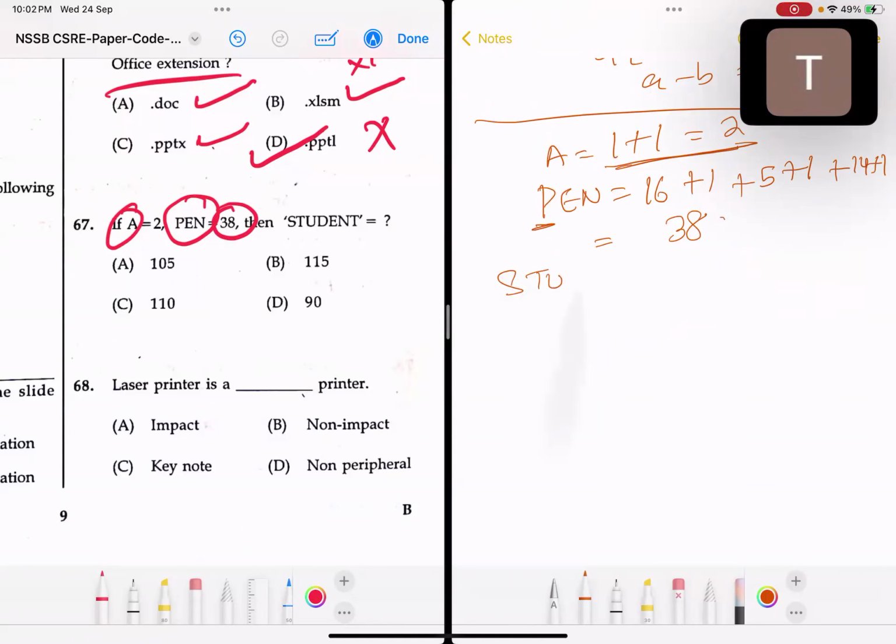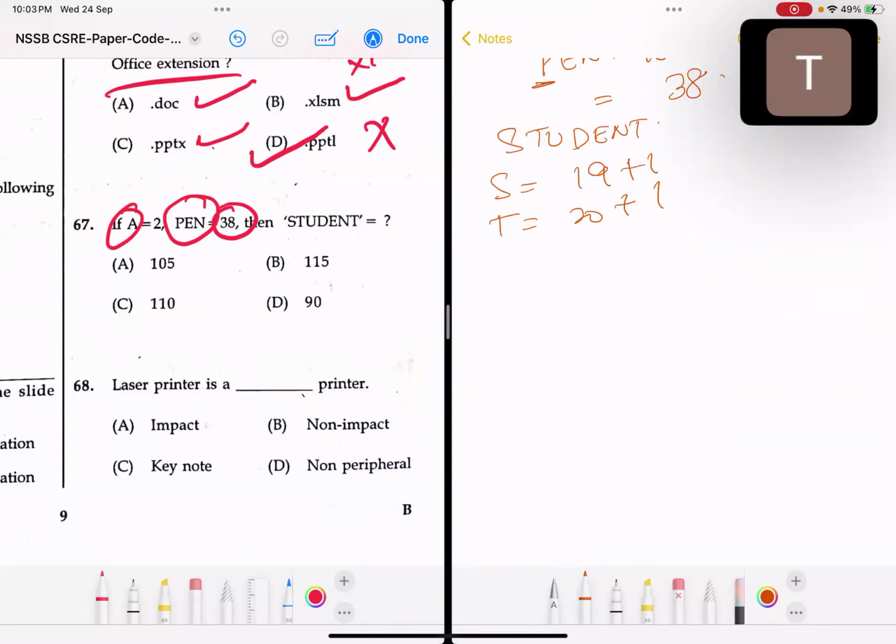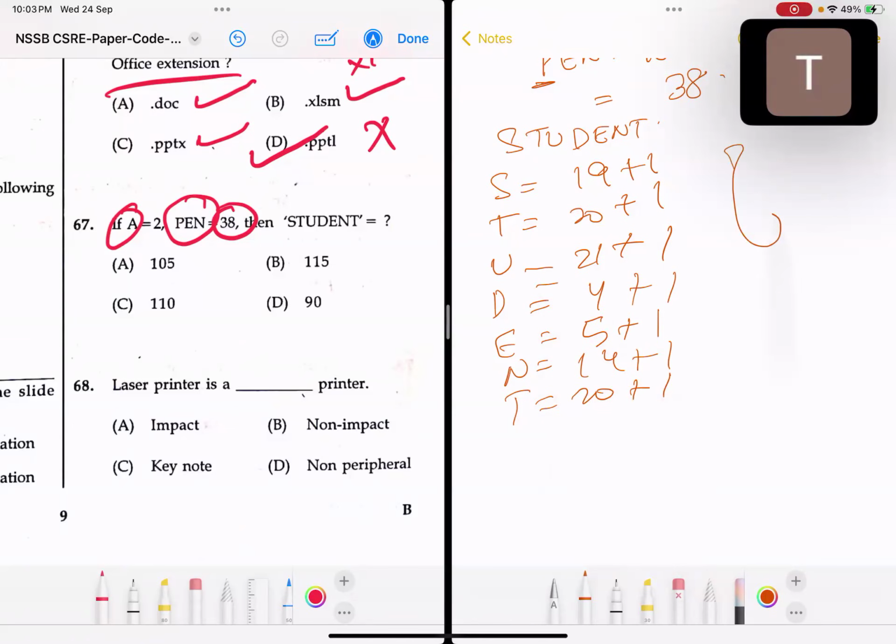Now student. If we look at student, S is equal to 19, right? Then we'll add 1 more. T is how much? It's the 20th alphabet, and we'll add 1 more. Similarly, we'll do it for the rest, okay? So for each of these alphabets, we'll add 1 more. U is the 21st alphabet, so we'll add 1 more. D is 4 plus 1. E is 5 plus 1. N is equal to 14, we'll add 1 more. T is the 20th, we'll add 1 more. So if you add all these things together, you'll get 110, okay?